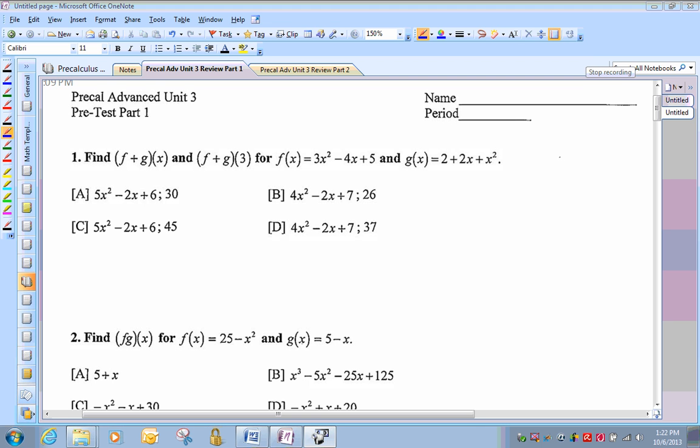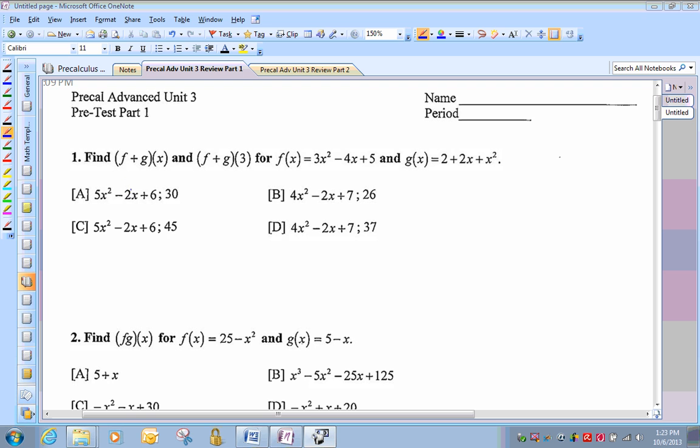Bearcats. This is Unit 3, Precal Advanced, and this is Part 1 of our pre-test, which is like our review. So let's take a look. These are multiple choice, but we're going to work them out. They will not be multiple choice on your test, so this just gives you an idea.